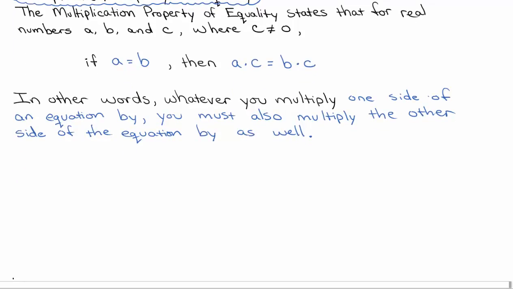For example, consider the equation 1/7 x is equal to 4. Here we need to find the value of x.